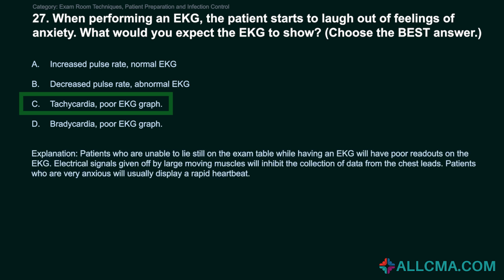Patients who are unable to lie still on the exam table while having an EKG will have poor readouts on the EKG. Electrical signals given off by large moving muscles will inhibit the collection of data from the chest leads. Patients who are very anxious will usually display a rapid heartbeat.